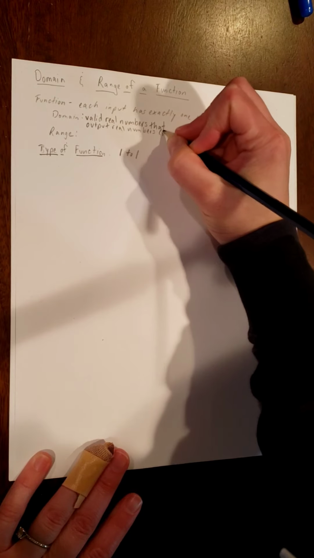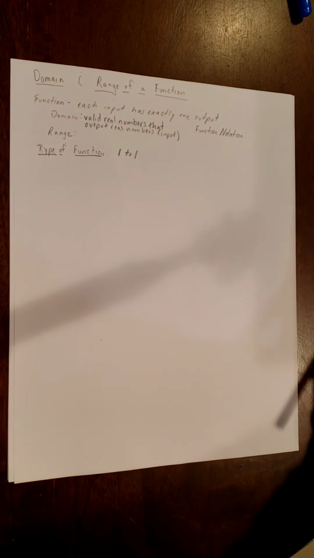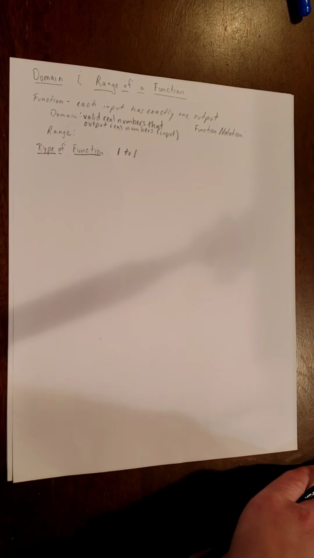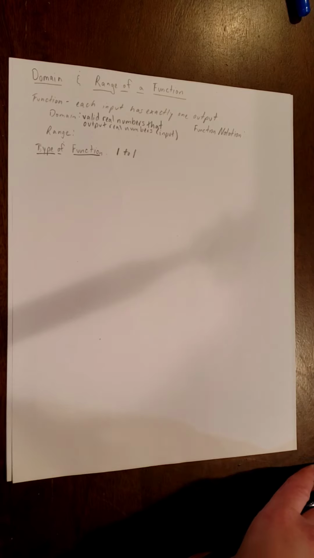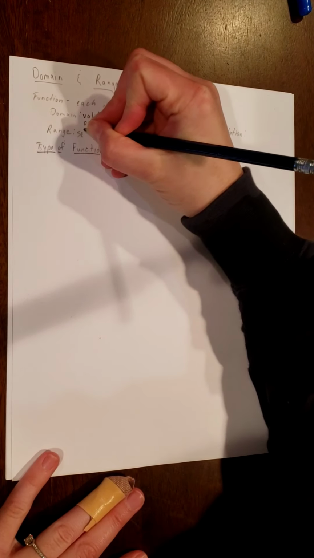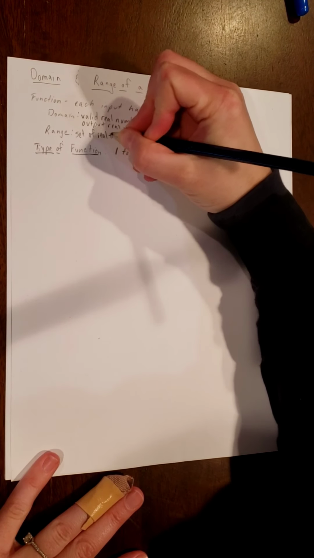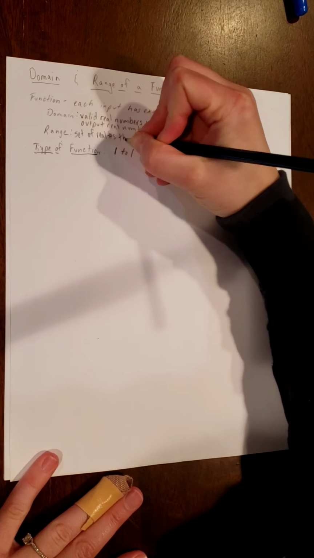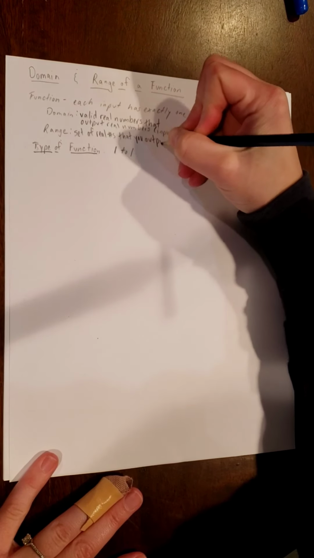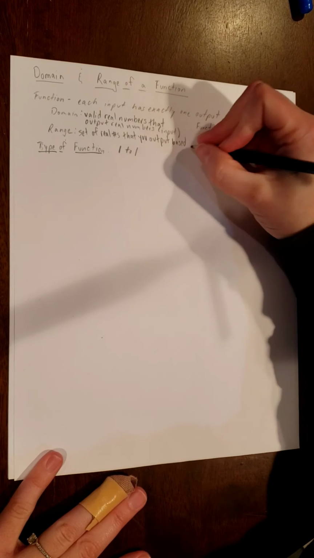Okay, remember your domain is your input. I guess we don't really need to say valid. It's a set of real numbers that you are allowed to plug in that will output a real number. And the range is the set of real numbers that you output, based on what you plug in.